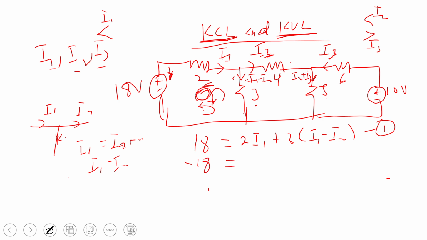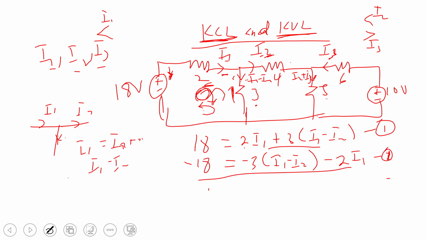Now, in going anti-clockwise, you can see that from here, I'm opposing the current. So I'll say minus 3 into bracket I1 minus I2. Then here too, I oppose the current. So I'll say minus 2I1. Now, the same equation 1. You can see that this equation is just this equation. If you bring all the I1 terms here to this side and bring the 18 to the other side, you get the same equation. So no matter the clockwise direction or anti-clockwise direction that you take, you get the same thing.